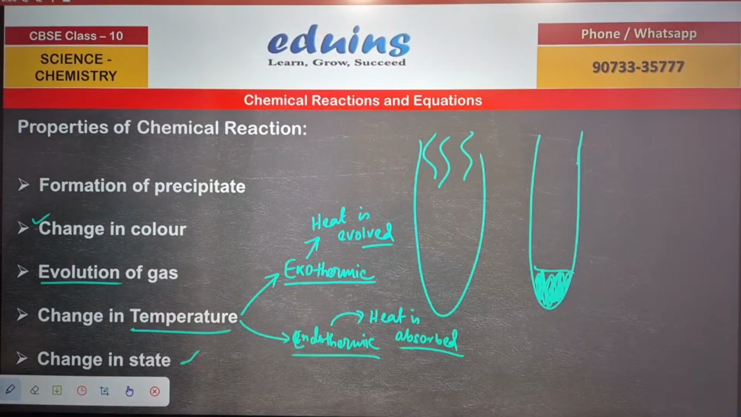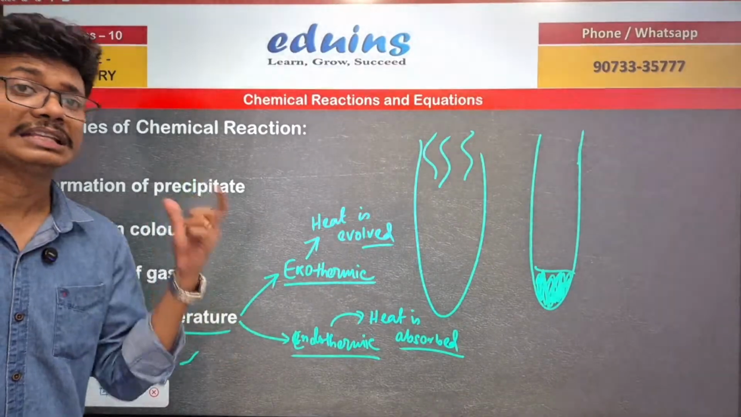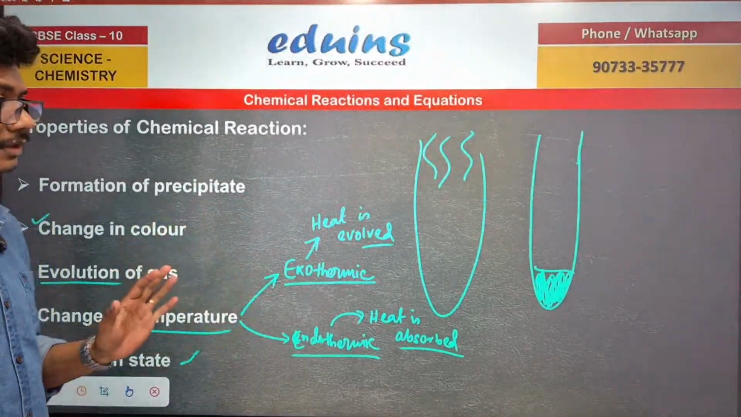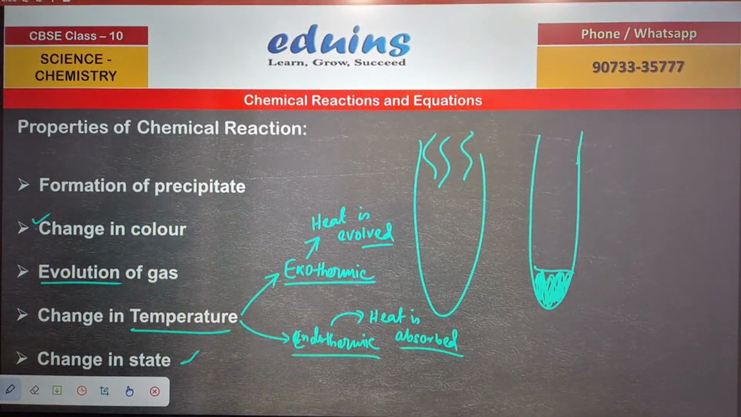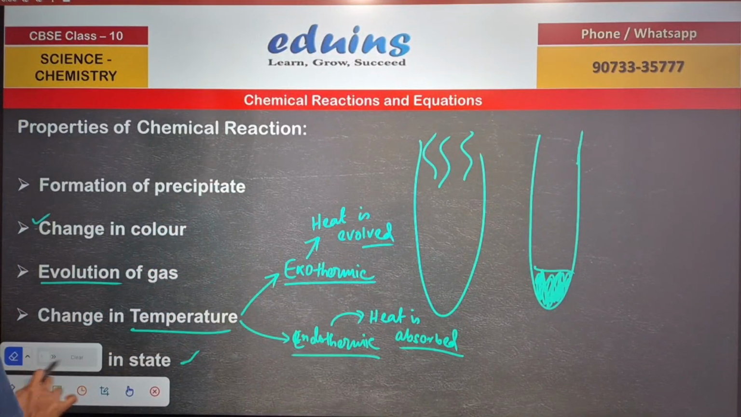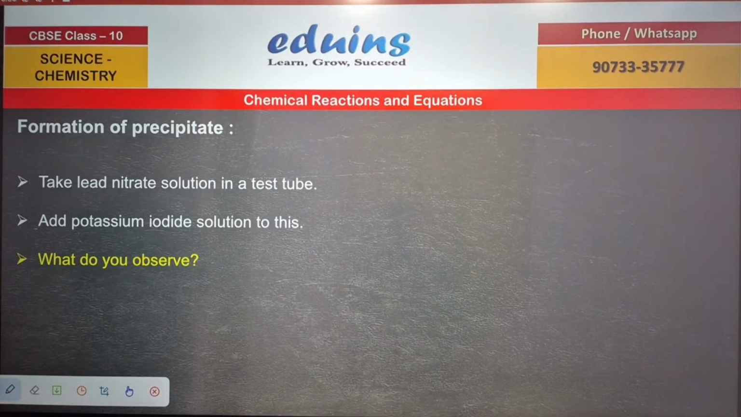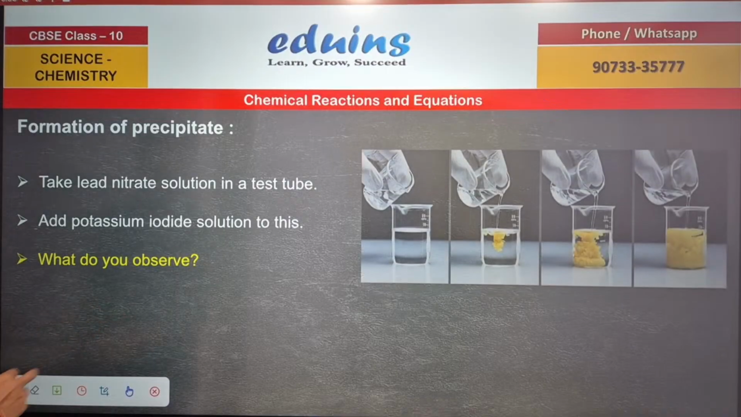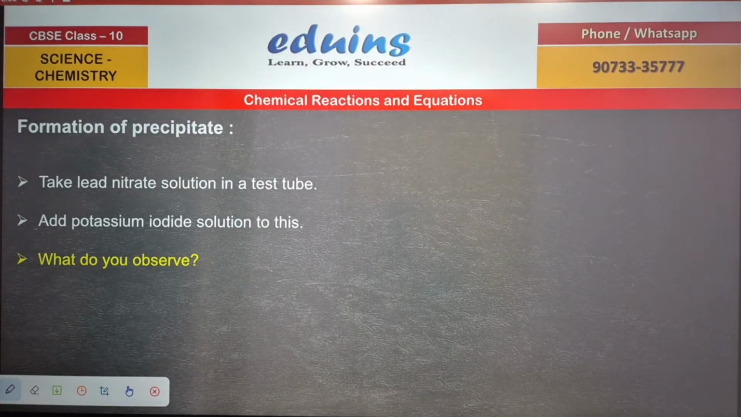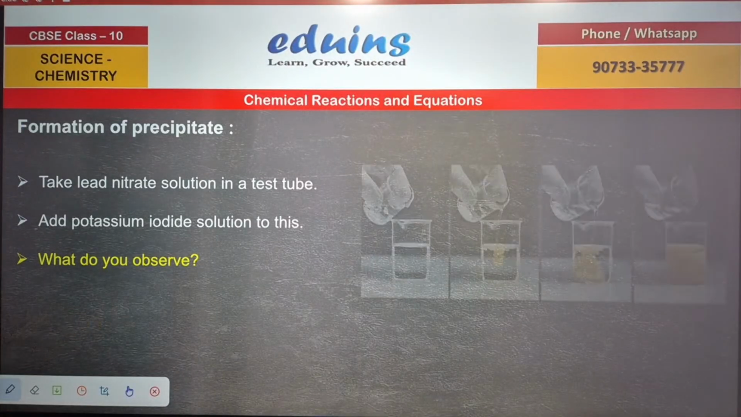So this is also a property of chemical reaction. Clear? Now come to the examples of these properties. First of all, the formation of precipitation. Okay, formation of precipitation. So what we will observe?